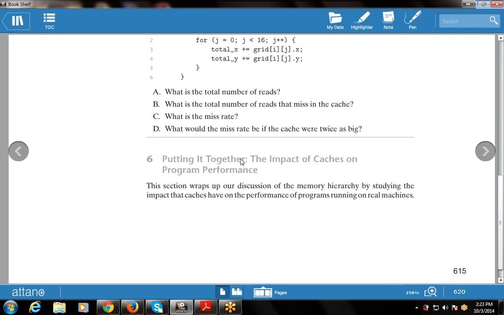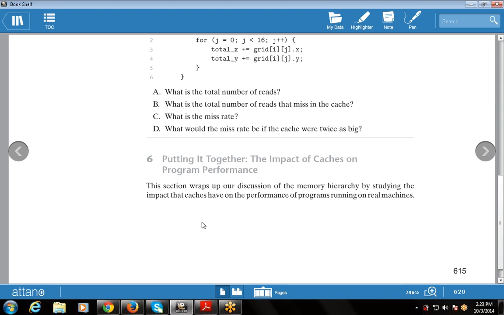This section wraps up our discussion of memory hierarchy by studying the impact that caches have on the performance of programs running on real machines. That is, this topic shows the impact of cache memory on the performance of programs.